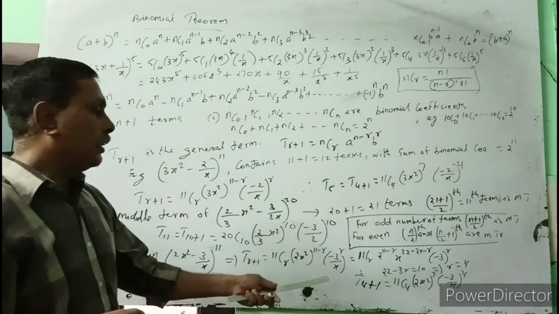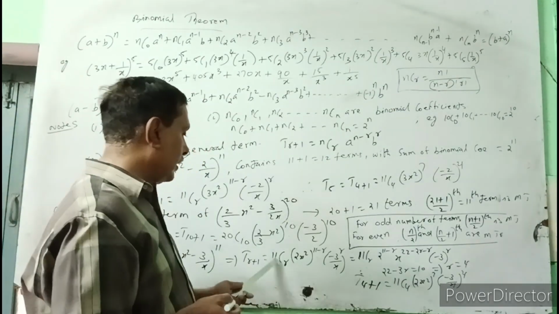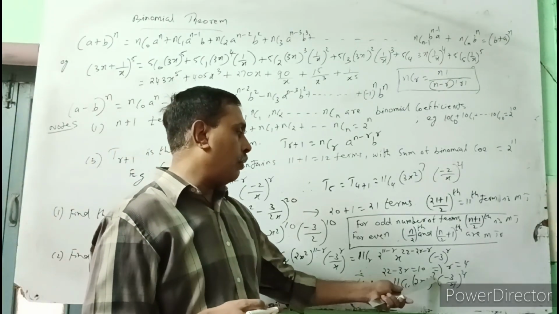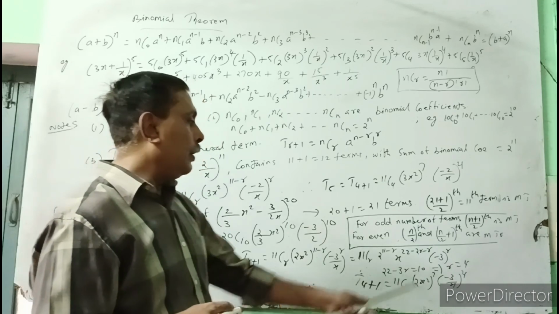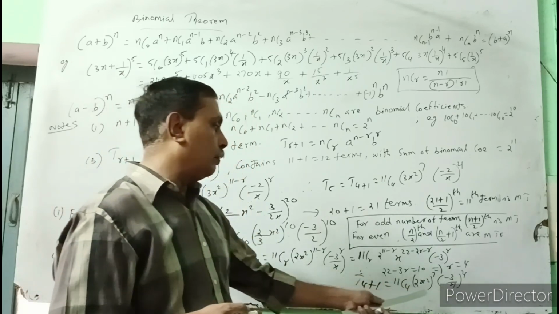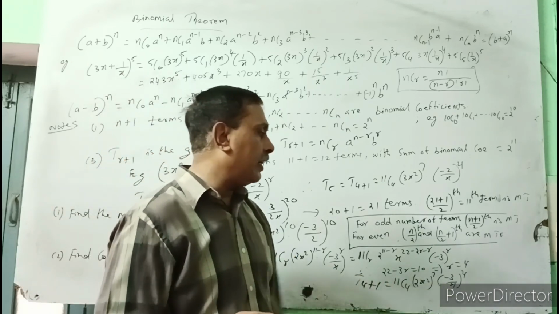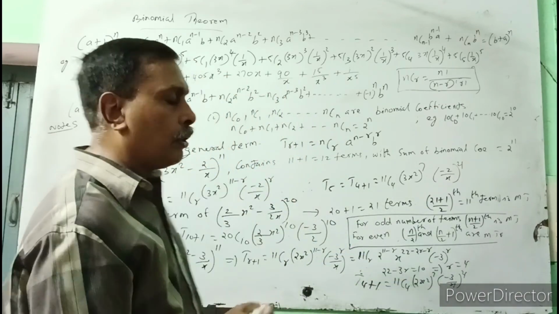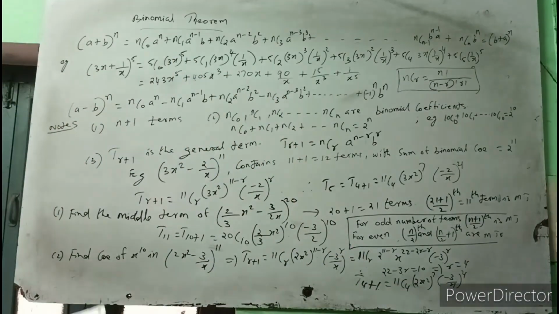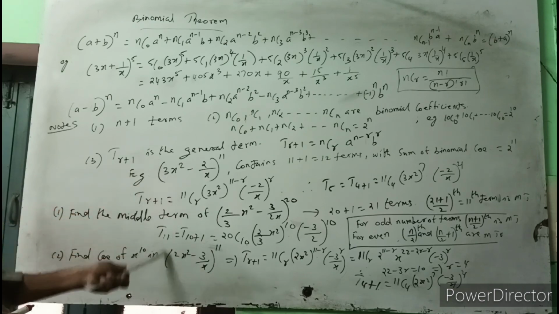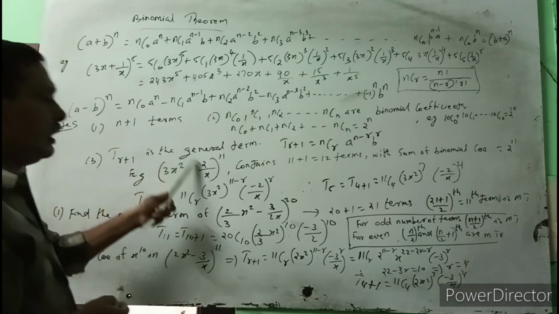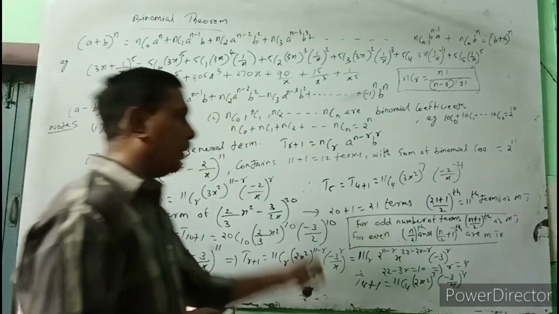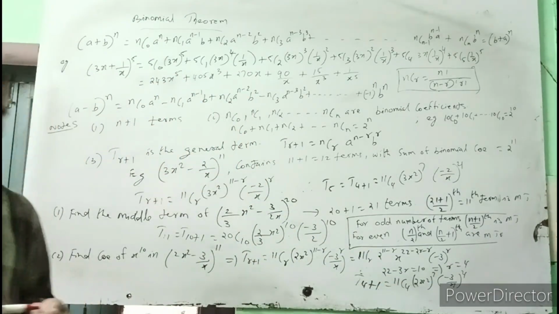You can put it t4 plus 1, that is 11c4, (2x square) the whole raised to 7 into (minus 3 upon x) the whole raised to 4. If you are simplifying, the power of x will come 10 only. So the remaining numbers, whatever the coefficients are there, that is the result. Actually, this part is not given in the present syllabus. Some teachers are teaching it, that is why I explained it, otherwise this part has been taken away from the syllabus.